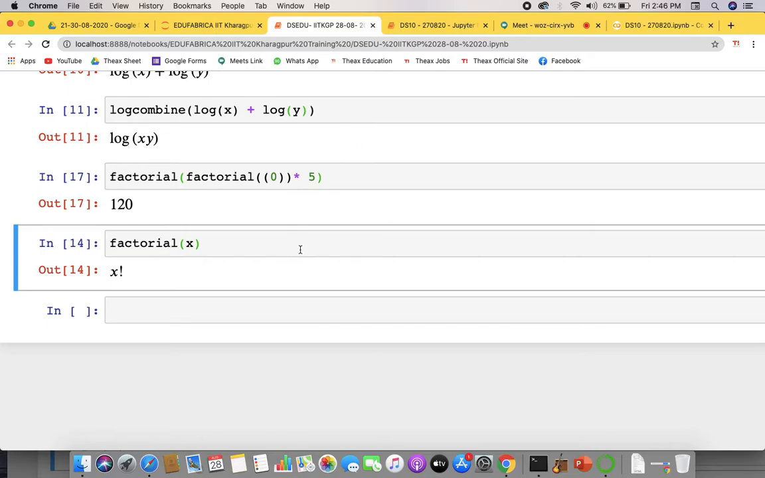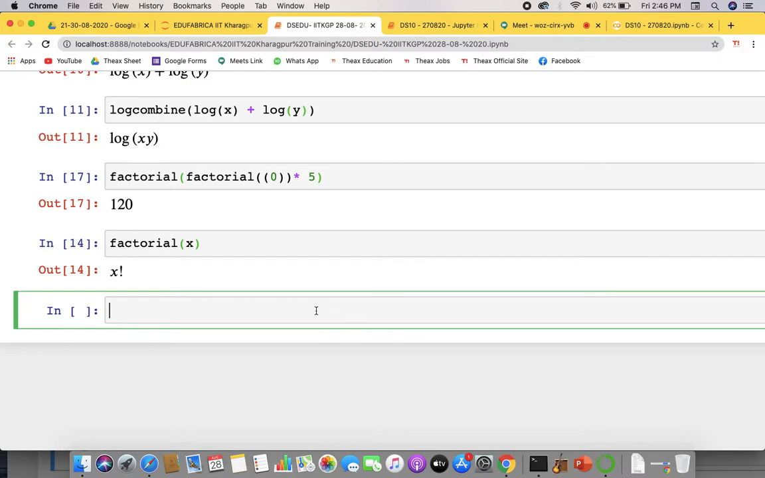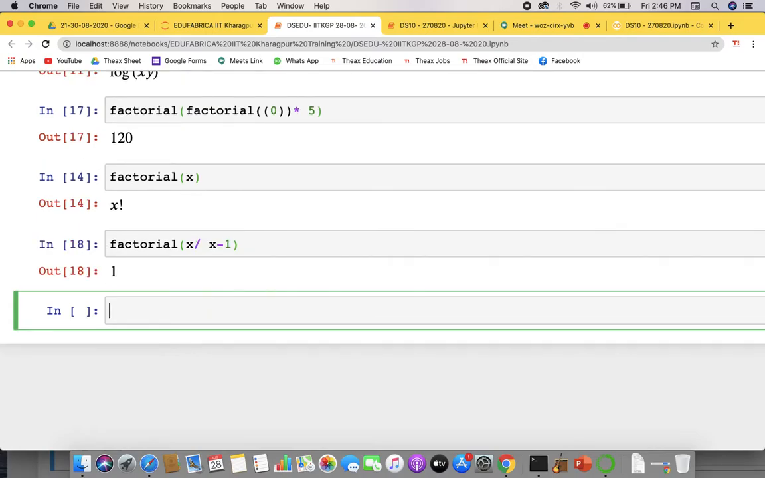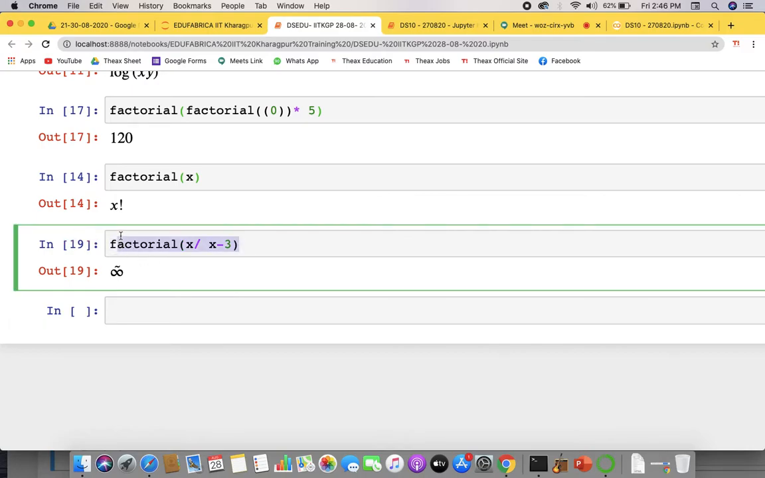So the factorial of a number can be found using the factorial function, and you can write factorial of x by x minus 1. So it would be like x minus 3. So in that case, you get various things there.